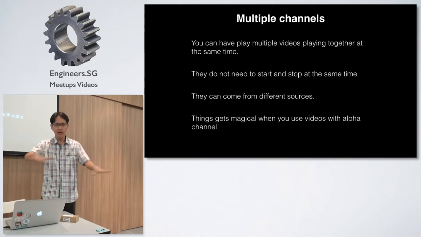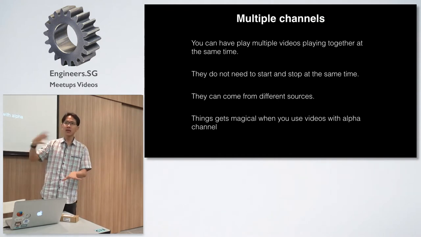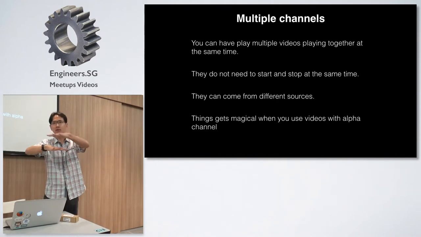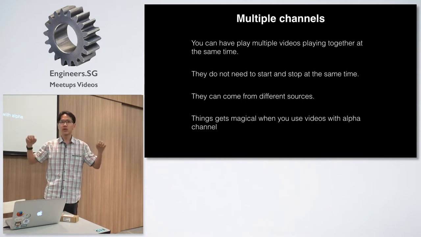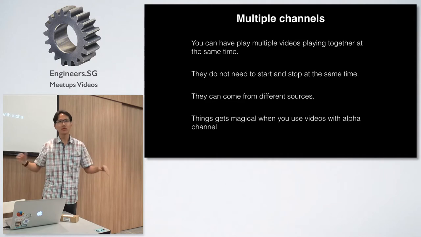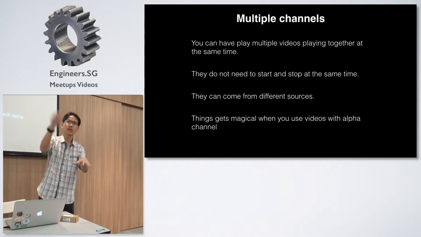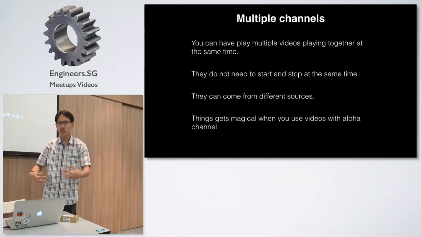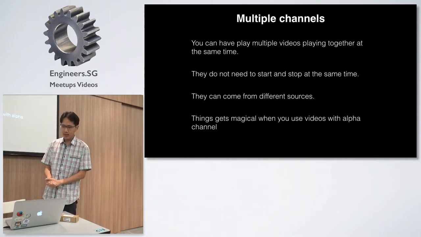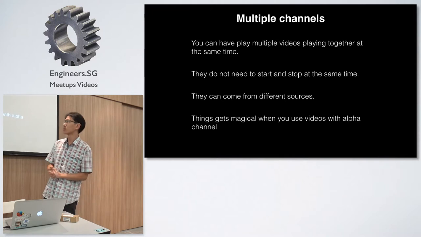Okay? And the feature of multiple channels is that you can play many videos. So you can have a background, one layer, then as something happens, another layer goes on top, another layer goes on top, up to 8 of them at the same time. You don't have to start all 8 at the same time. It can be like this one starts, then the next one starts, and the next one. It can come from different sources, it can be a Siphon, it can be a normal video file. And when you use alpha channel, that is very important.